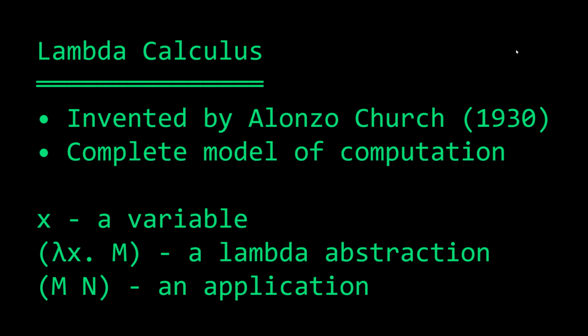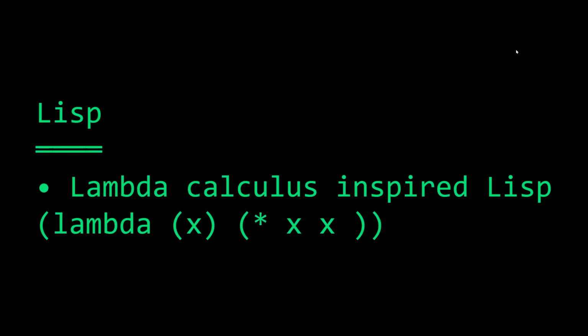The lambda calculus was invented by Alonzo Church in 1930. It is on its own a complete model of computation. It consists of just the idea of variable substitution by way of a lambda, and then the application of a function. The language Lisp turned this into the inspiration for a programming language where the syntax is made more explicit. Here is the abstract function that takes in a single input and squares that input.